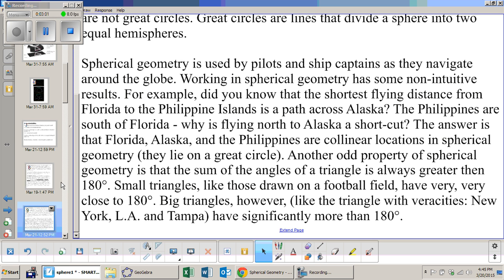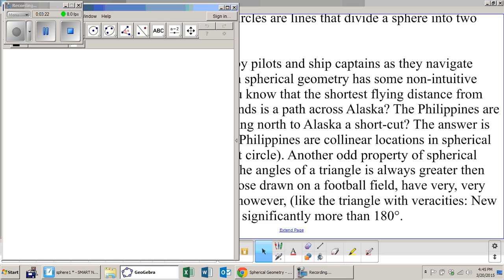Another odd property of spherical geometry that we'll discover is that the sum of the angles of a triangle is greater than 180 degrees. Small triangles, like those drawn on a football field, are very close to 180, but big triangles, like the triangles between New York, LA, and Tampa, are significantly more than 180. So let's just take a look at these spherical geometry differences.